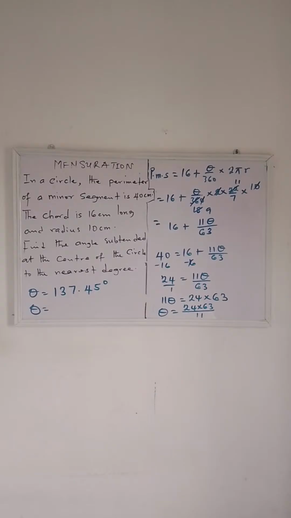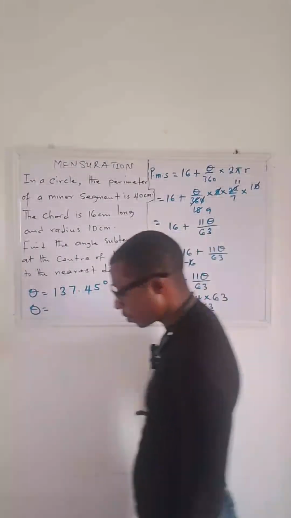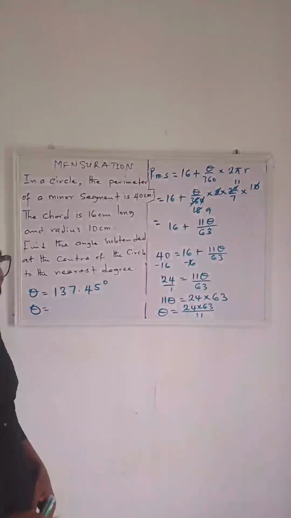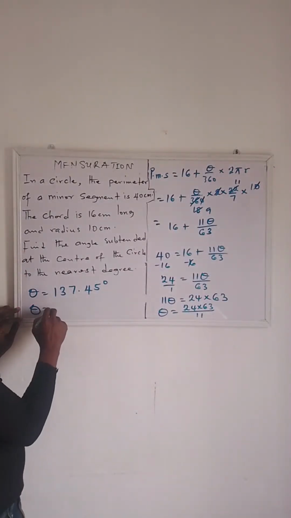Okay, I want to believe every one of you are hearing me. Okay. Yeah. So what is theta to the nearest degree? Okay, so when the question says to the nearest degree, we are saying to the nearest whole number. So I don't know why some of you are not dropping your answer. Probably maybe it's the network.